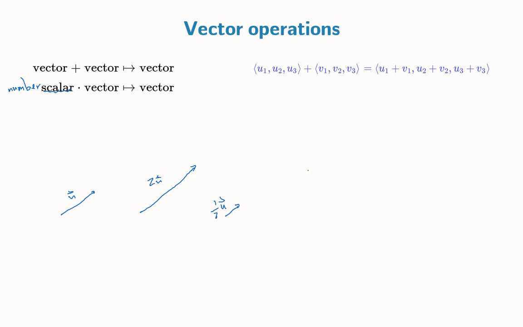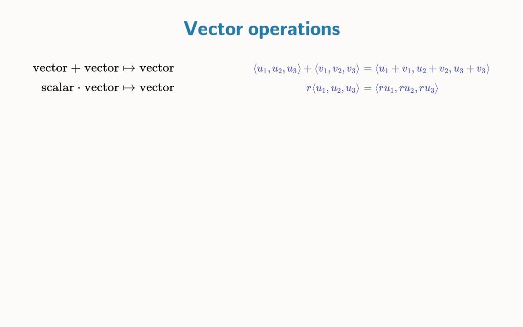But then if we multiply by a negative number, negative u would be this vector, and then negative 3u, for instance, would be this vector. So the absolute value of the scalar is changing the length, and then depending on whether it's positive or negative, we'll either keep the direction or reverse it. And algebraically, to scale a vector by a number, we just multiply each of the components individually by that number.